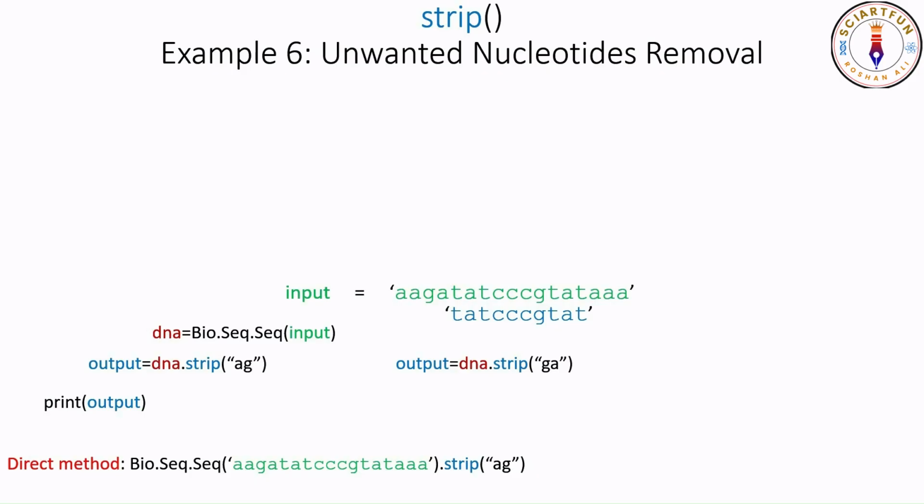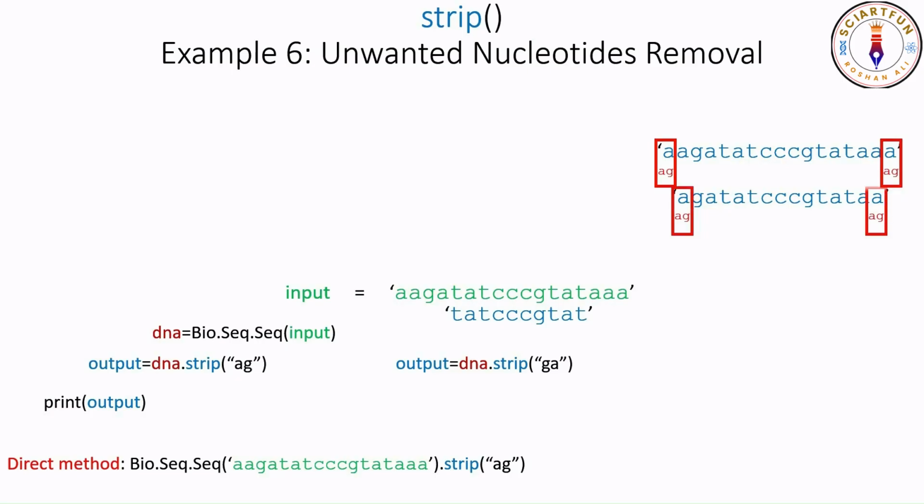Now let's understand it. Suppose this is your sequence. First, it will look for A and G both at both the terminals. As you can see, both the ends have A. So, this A will be stripped from both the ends, and as a result, you will get this shortened sequence. In the second cycle, it will again look for A and G, both. Again it finds A at both the ends and removes it. Now we will get this sequence.